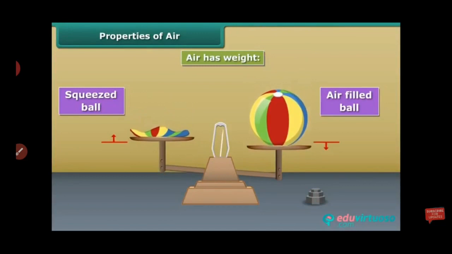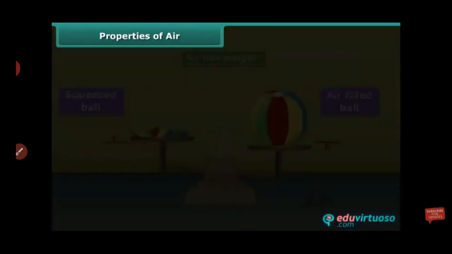Here is another activity. Take a ball filled with air and place it on a weight machine. On the other hand, a squeezed ball which is empty. The squeezed ball moves up whereas the weight moves down. So this indicates air has weight.